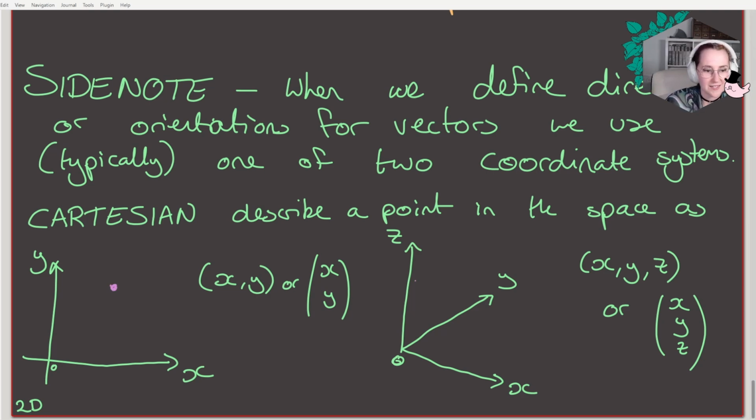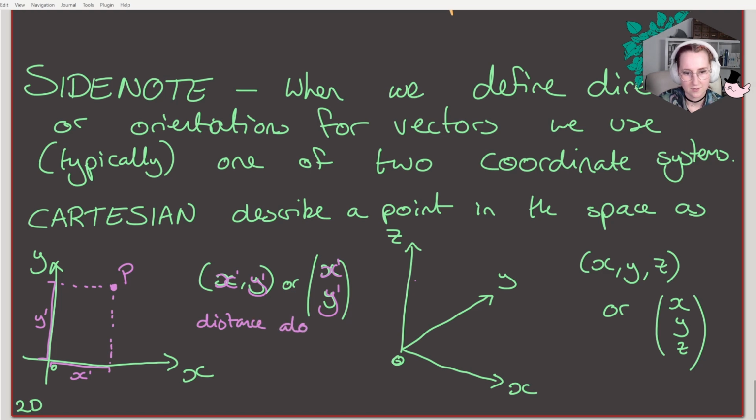If we have a point in space here, call it P, those two values correspond to x, which is the distance along here, so this length, x. And this distance, little y primes. x prime, y prime, just to distinguish them from the x and y axes. So it's essentially your distance horizontally and your distance vertically, so distance along the axis.